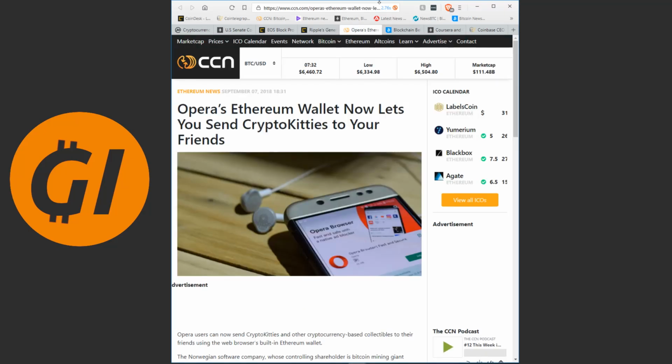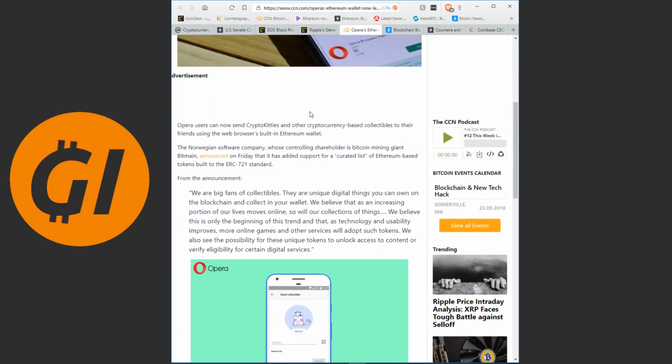Next up, Opera's Ethereum wallet now lets you send CryptoKitties to your friends. Opera, of course, one of the biggest players in the browser world. After Firefox, Chrome, and Microsoft's browser softwares, Opera is pretty much the biggest one. And recently, a crypto company has bought a controlling stake in the company, and they have added a crypto wallet just straight up into their browser. And now they get a new feature. You can now send CryptoKitties to your friends.